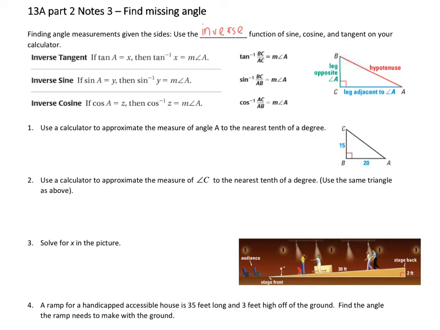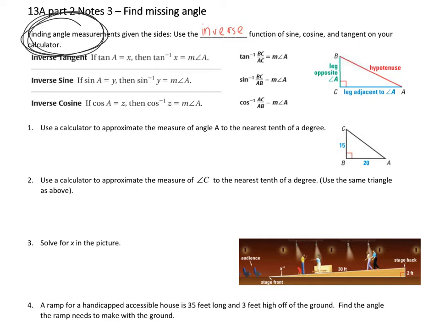So you have to hit your second button first, and then hit the tangent, and then this little tangent to the -1 is going to show up. And then after that, we would type in a number, and that would give us what the measure of angle A is. So we have to use that only when we're trying to find the angle measure, and that's the big thing you have to use in this set of notes.